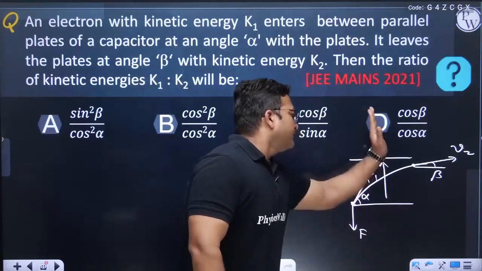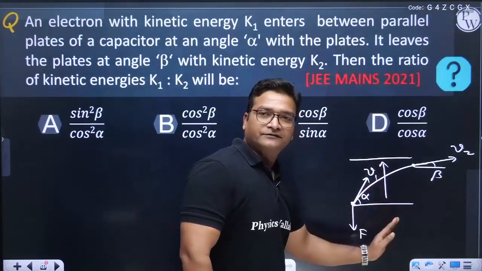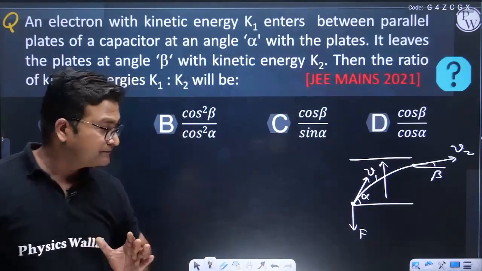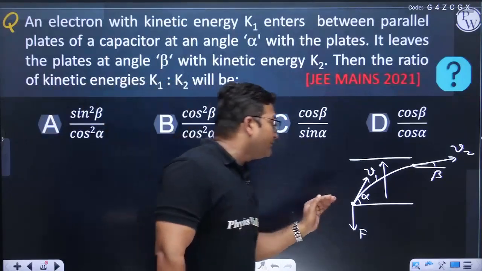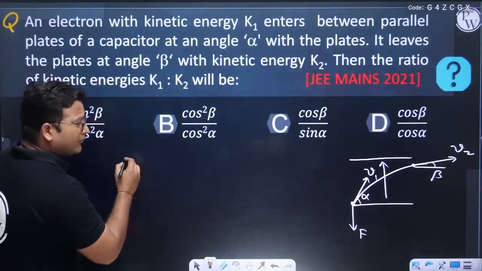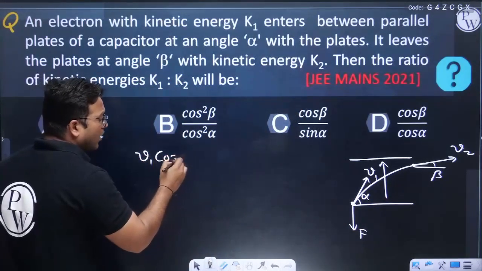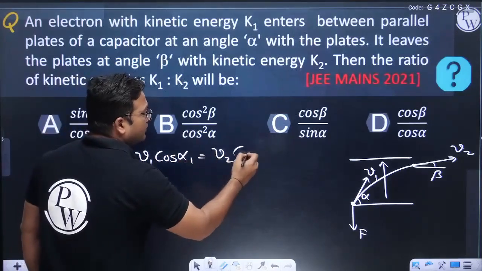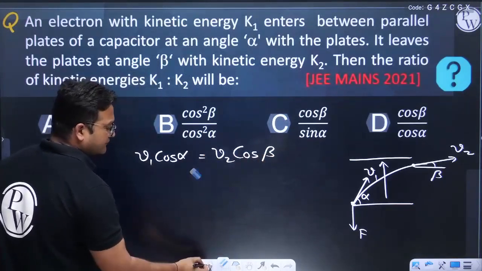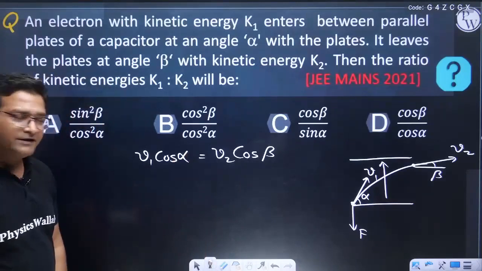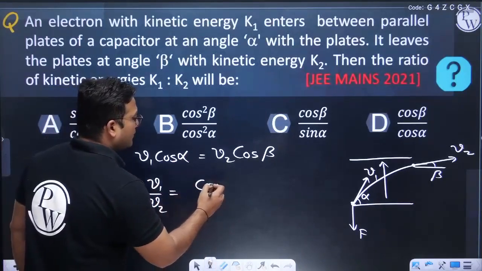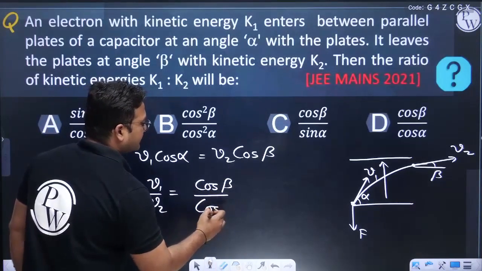Obviously the force is in this direction, perpendicular to the plates. So if the force is perpendicular to the plates, the velocity component parallel to the plates will not change. So let's make the velocity component parallel to the plates equal. We can write V1 cos alpha equals V2 cos beta, right? So I can write V1 by V2 as cos beta by cos alpha.